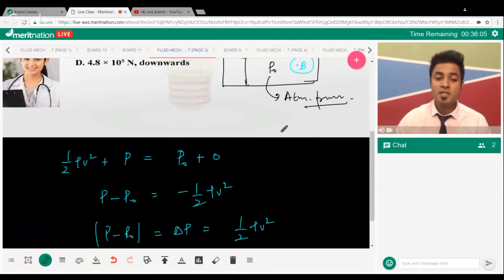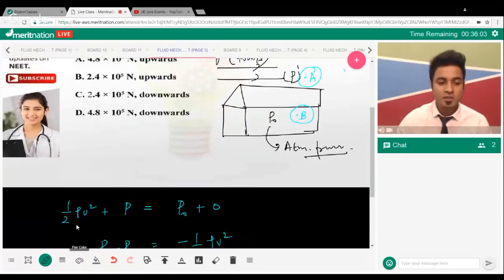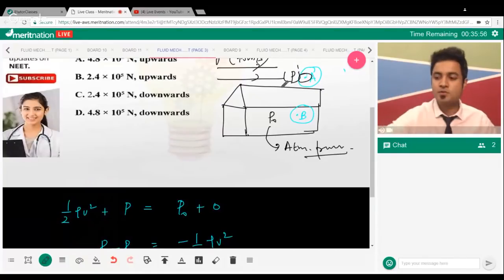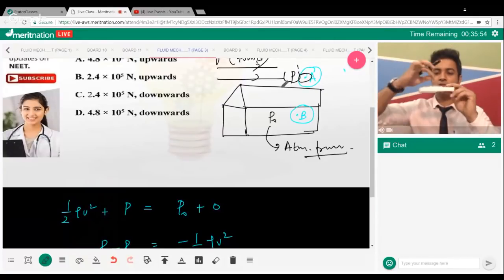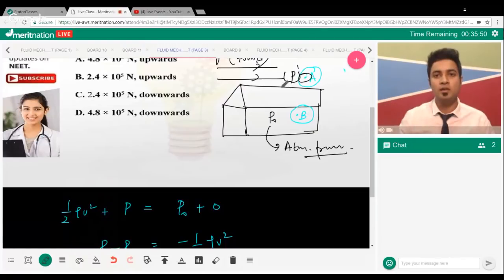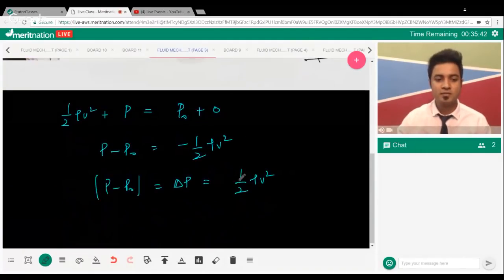See, potential energy we are not considering. Let me just tell you here. Potential energy we are not considering, because these 2 points, just see, suppose I have this one here. So this point is here, and this point is exactly below this one. So they are almost at the same height. That's why we are not considering the potential energy. They are almost at the same height. Okay, so this is the reason.